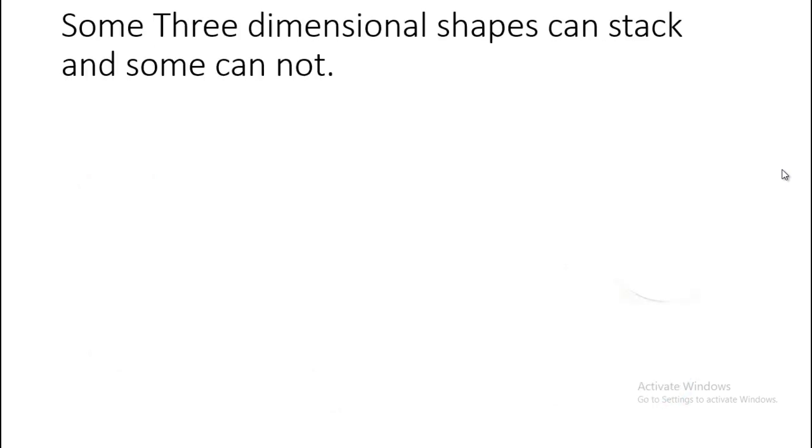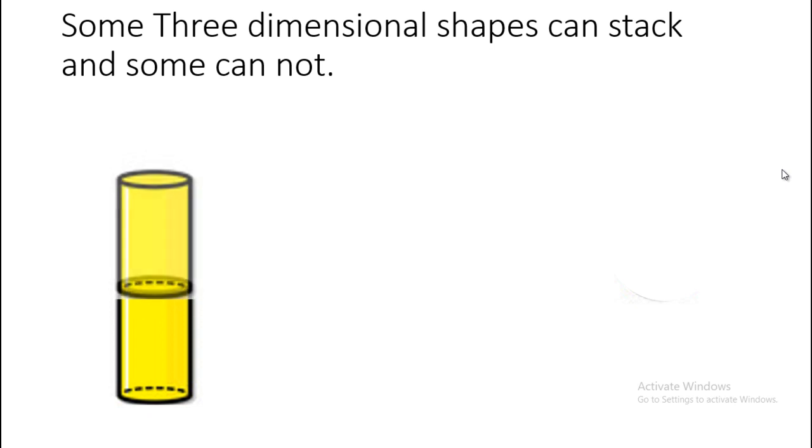Yummy! Some three-dimensional shapes, you can stack them on top of each other. Stack means that you can put them on top of each other and they will not move. Like when you have so many boxes, you can put the boxes on top of each other. But some other shapes, you cannot stack them. Let's see what I mean. When I have two cylinders, I can put them on top of each other. This we call it stack. And not all the shapes can stack.